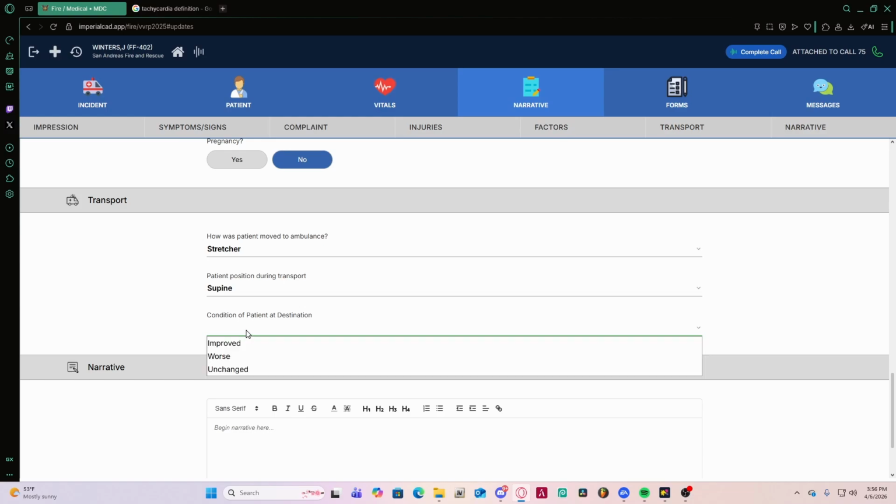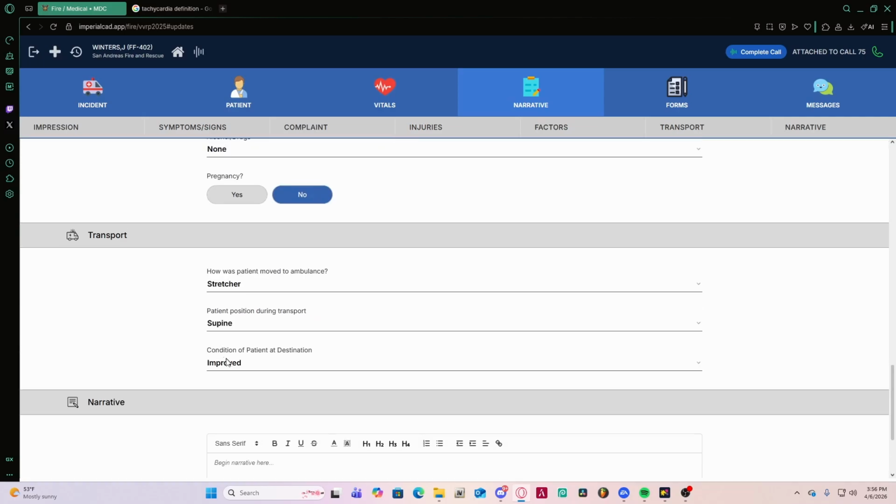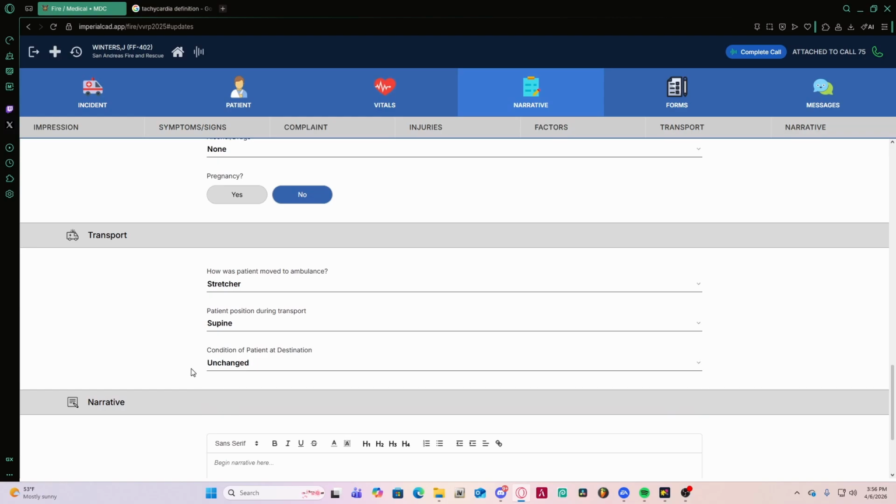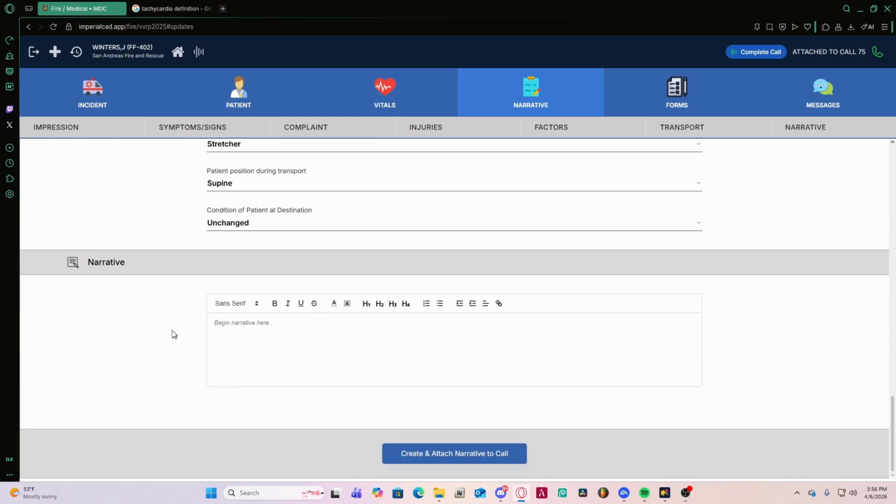Condition of patient at destination. So once you got to the hospital, were they better or were they worse? 9 times out of 10, I would hope improved, but sometimes that varies. Isn't there an unchanged? Yeah, you can put unchanged. That's also common. Sometimes it's about the same.